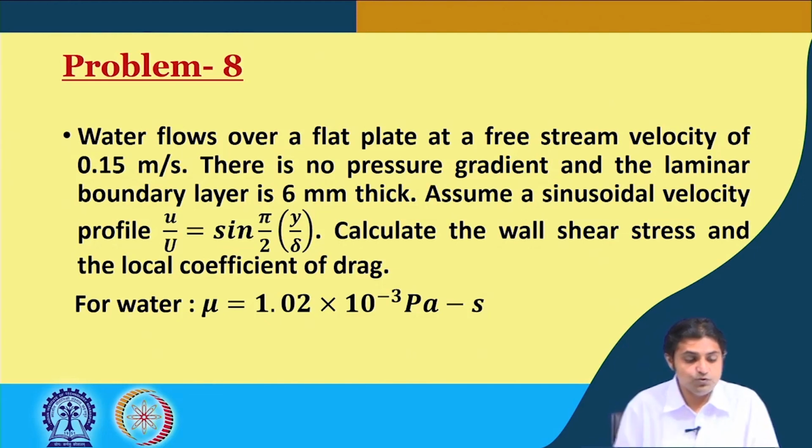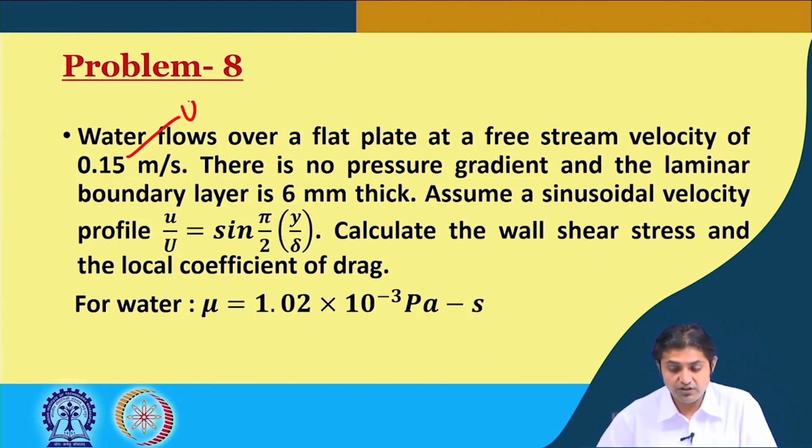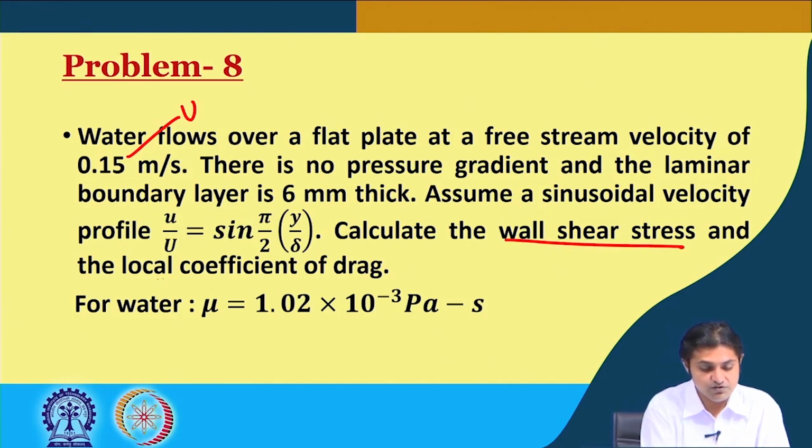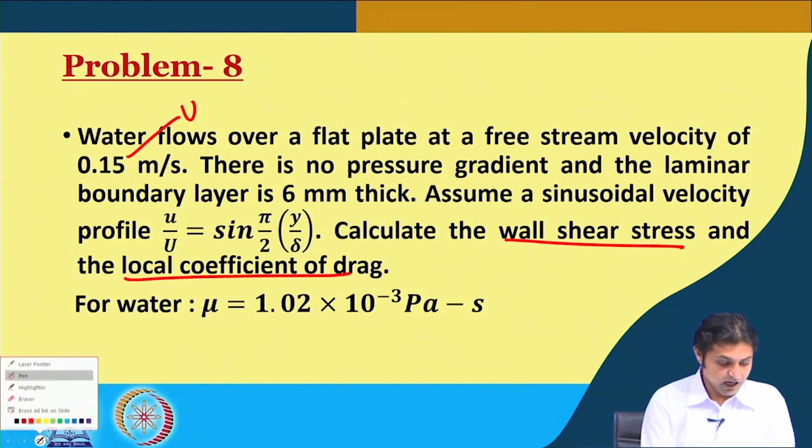So, we start with the problem that says that water flows over a flat plate at a free stream velocity of capital U, 0.15 meters per second. There is no pressure gradient and the laminar boundary layer is 6 millimeters thick. Assume a sinusoidal velocity profile like this, calculate the wall shear stress and the local coefficient of drag. So, how do we attack this problem?